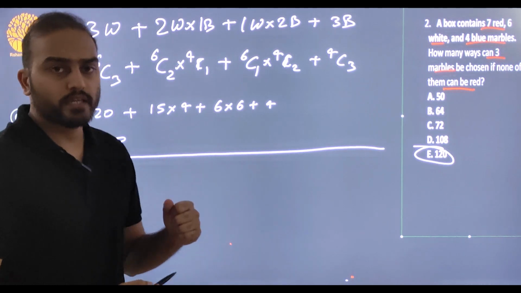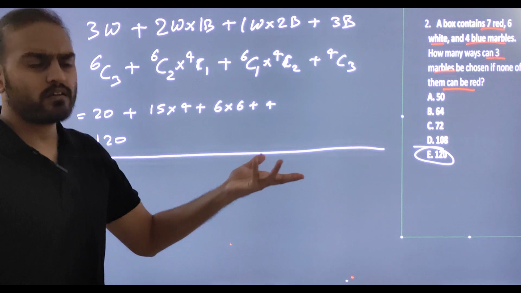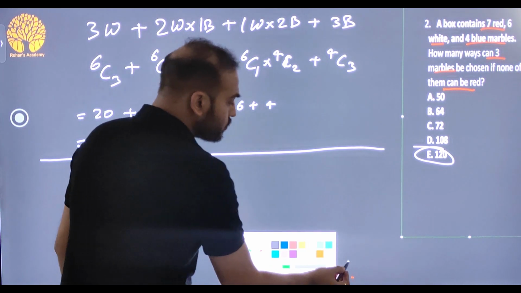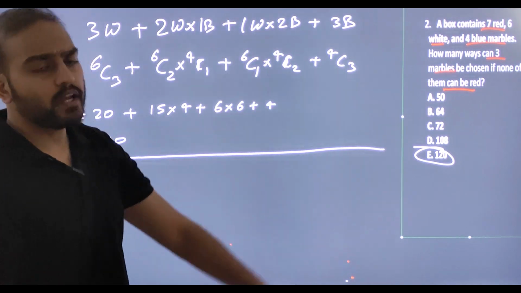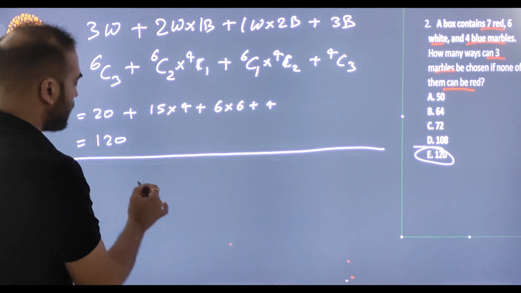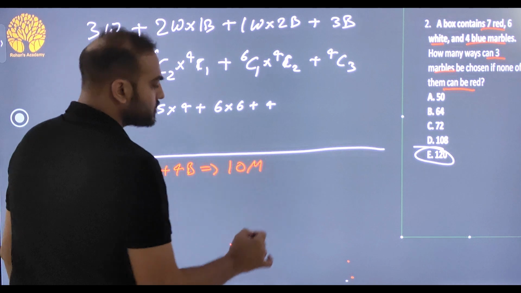So you can do one more thing here. You don't want red, correct? And it doesn't matter what you get, three white, two blue, one white, blue. It does not matter. So one thing we can do is simply remove red. What am I left with? Six white and four blue. I have 6 white plus 4 blue, that's total 10 marbles.